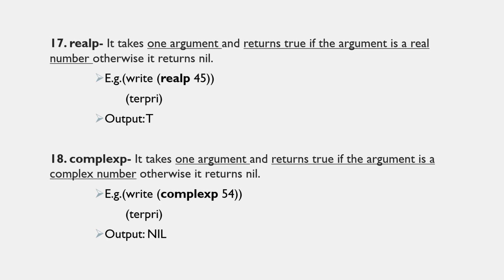Next one is real p. Now if the given number is a real number, you will get the answer true, and if it is not a real number, you will get the answer as nil. Now next one is complex p. If the given number is a complex number, you will get the answer as true, and if it is not a complex number, you will get the answer as nil.